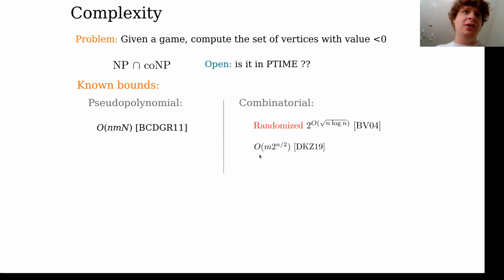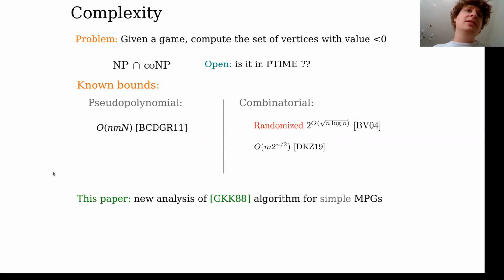And in this talk, we will look at a very old algorithm, more than 30 years old, by Gurvich, Karzanov, and Khachiyan. And we will give a new analysis of this algorithm. In particular, we will give a completely symmetric analysis, assuming that the Mean-Payoff game is simple. So no simple cycles of weight 0.